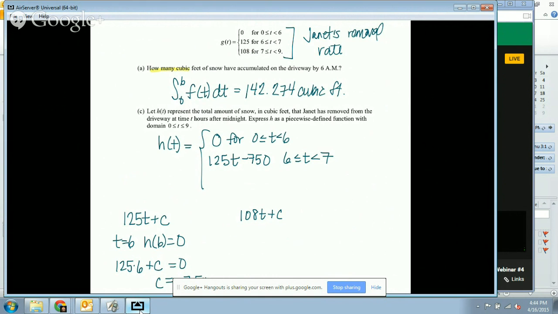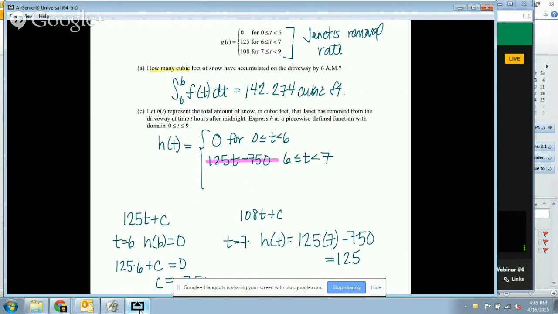So f of x removes some snow since this time. So hours, I know that at t equals 7, h of t is about equal to 125 times 7. So I'm using this second piece right here to solve for the amount at 7. And I get a value of 125. Okay, so I know at time t equals 7, I have 125 cubic feet of snow taken away.